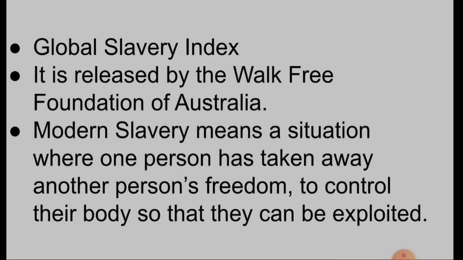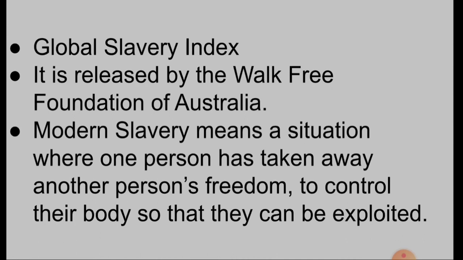Modern slavery means a situation where one person has taken away another person's freedom to control their body so that they can be exploited. In India, slavery has been abolished, so India is performing well in this Global Slavery Index. Women trafficking and trafficking of children, as well as exploiting someone, all come under Indian laws and have been eradicated. But still many people do it illegally.